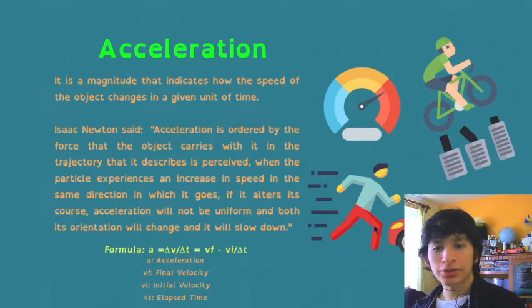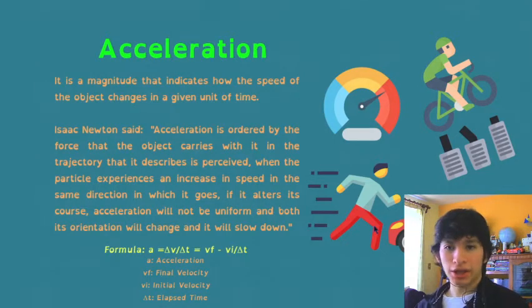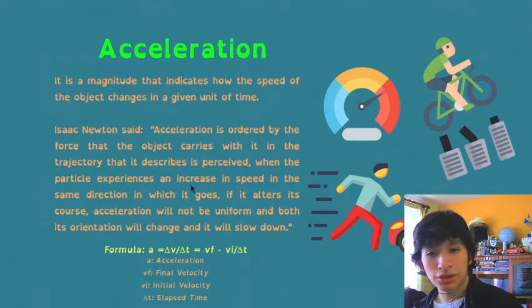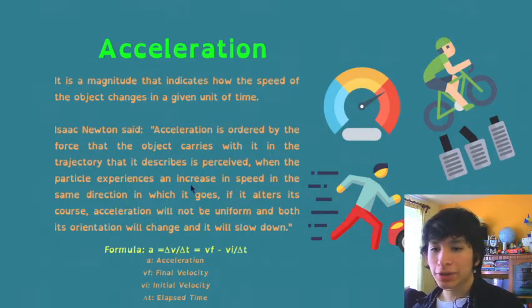Acceleration, it's a magnitude that indicates how the speed of the object can change in a given unit of time. Isaac Newton said, acceleration is ordered by the force that the object carries with it, and the trajectory that it describes is perceived when the particle experiences an increase in speed in the same direction in which it goes. If it alters its course, acceleration will not be uniform, but its orientation will change and it will slow down.